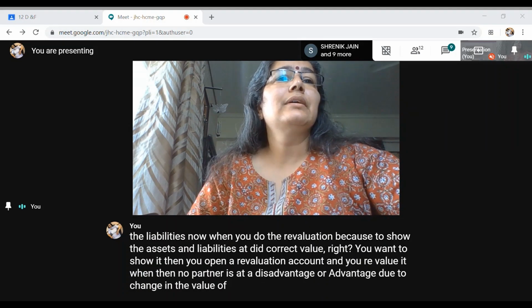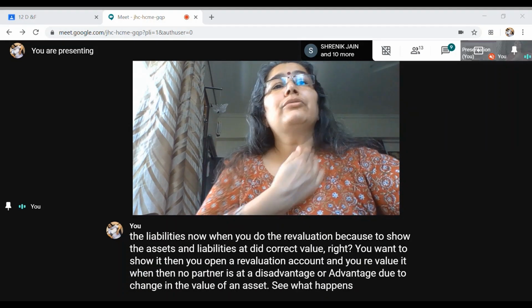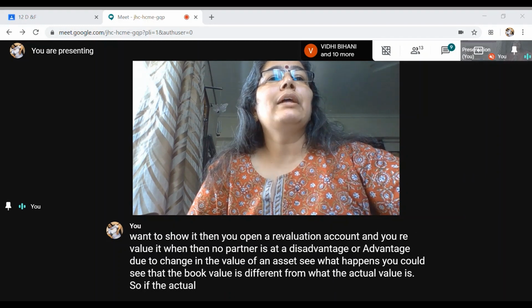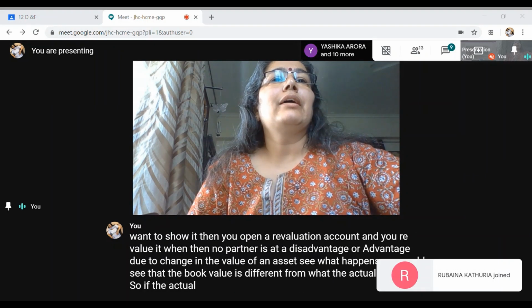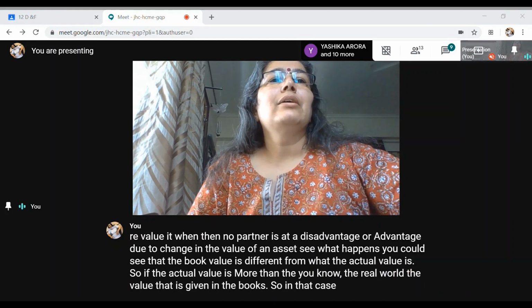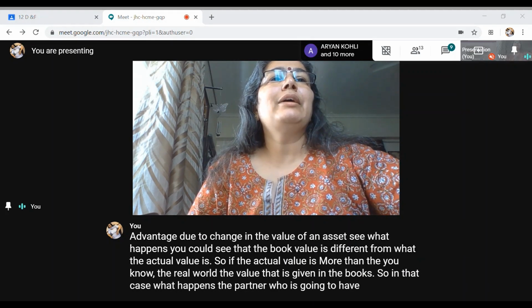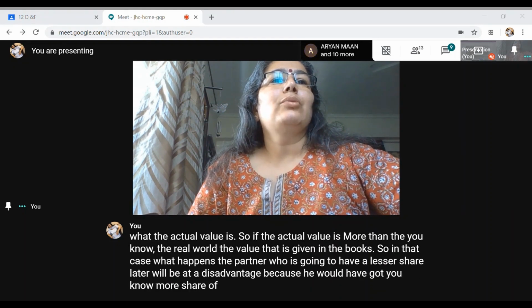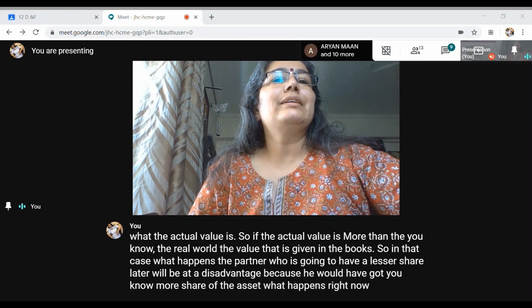See what happens. You could see that the book value is different from the actual value. So if the actual value is more than the value given in the books, then the partner who is going to have a lesser share later will be at a disadvantage, because he would have got more share of the asset. So right now we are going to do an adjustment of that.